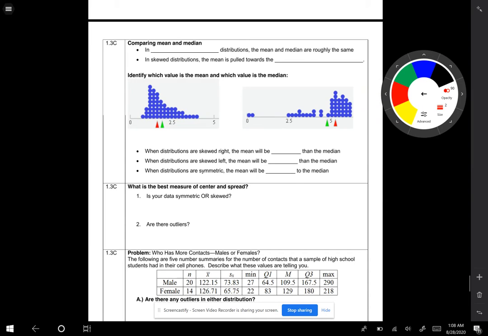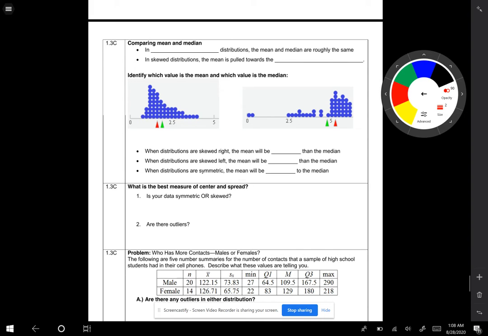Hello, stat students. Last time we talked about displaying quantitative data in various ways. We learned how to make dot plots, stem plots, histograms, and box plots. Today we are going to compare the mean and median and see which one is better to use when.